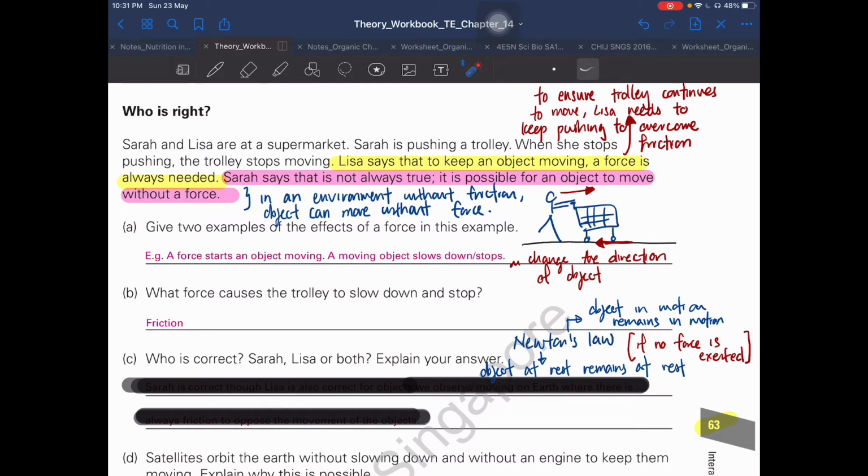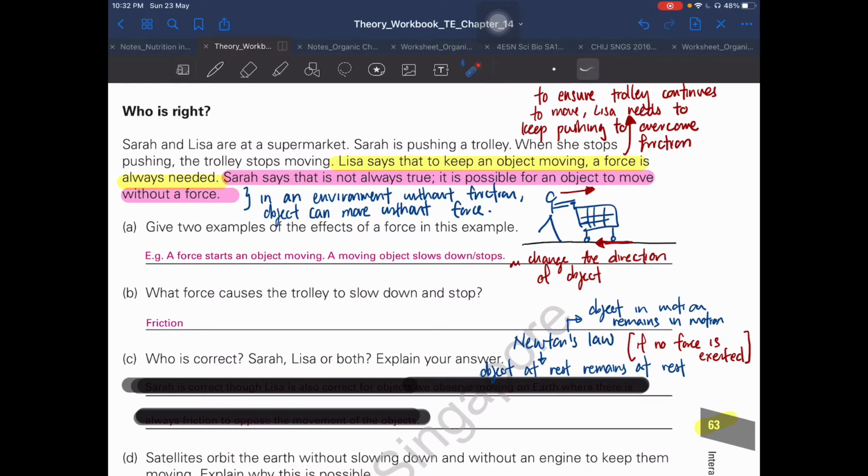So when could this scenario be possible? Think about it in a vacuum, in space, right? Satellites are able to move around and orbit around the Earth, but there's no need for a propelling force to push it. There's no need for the jet engines to push it anymore in order to move around the entire Earth's orbit, because in space there's vacuum, there's no air resistance.